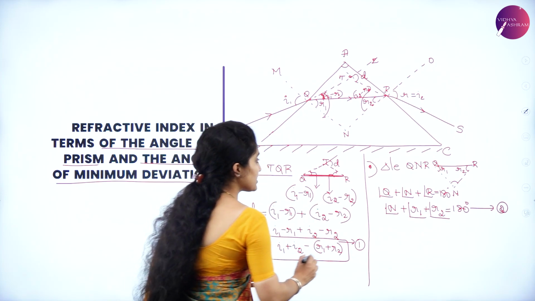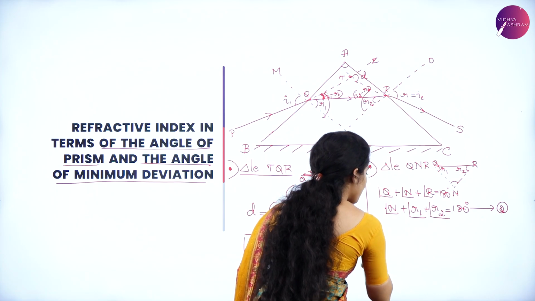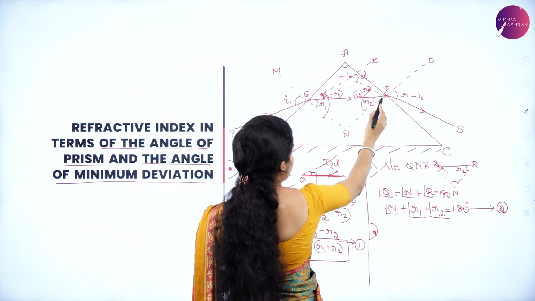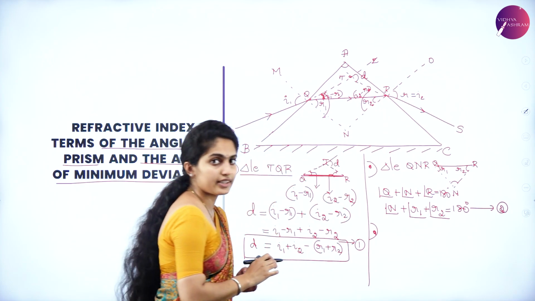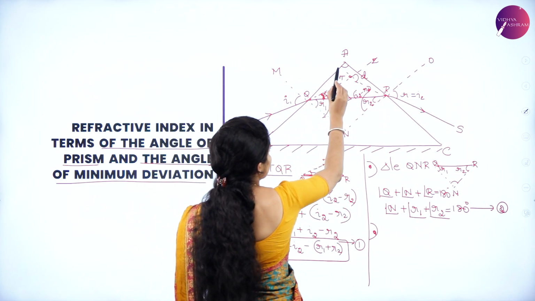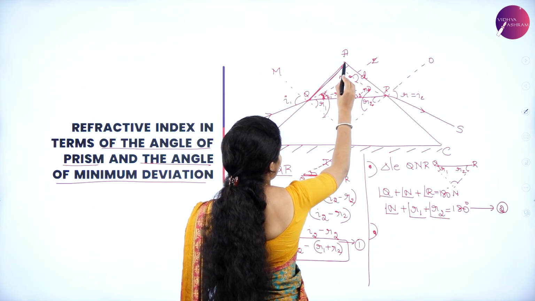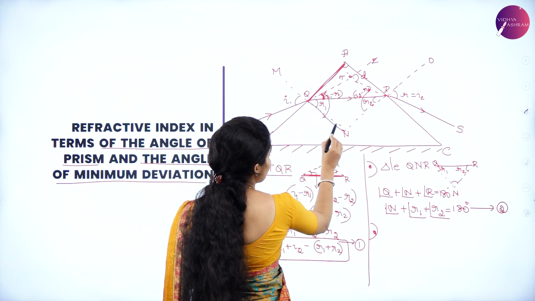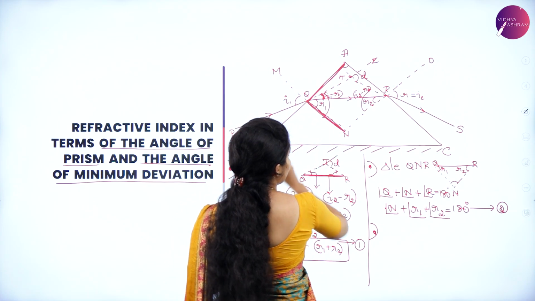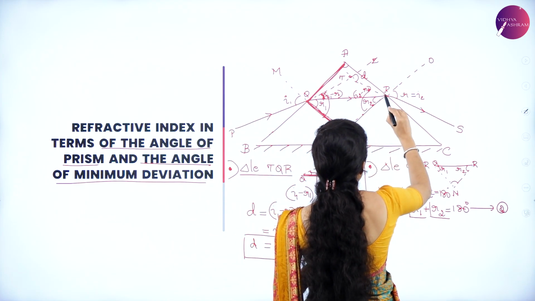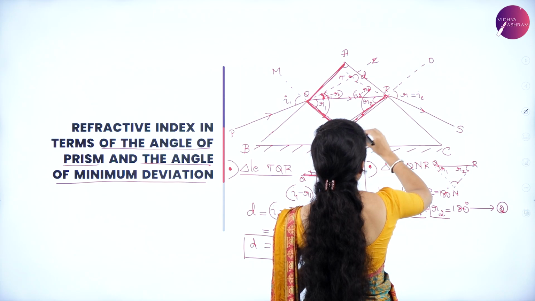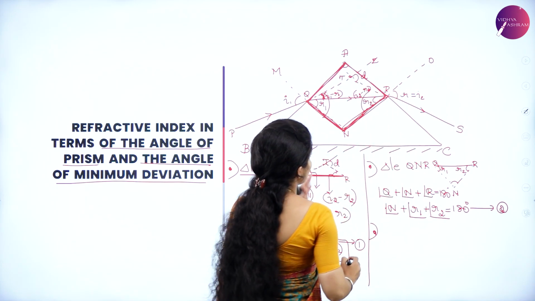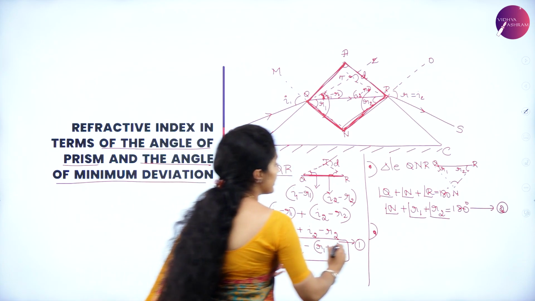Okay. So next it is the third point. You're considering this triangle is over and this triangle is over. Finally we are dealing with the quadrilateral, that is A to Q and Q to N and N to R and then A to R. So this is a set of quadrilateral.